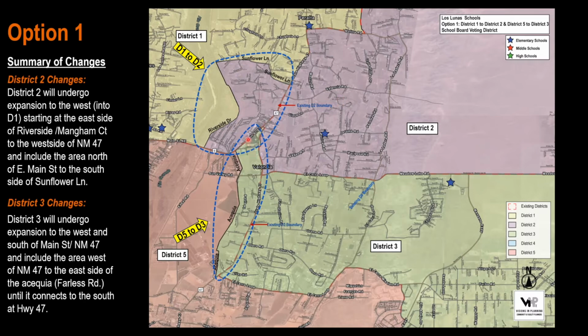And then the area from south of Main Street and the west side of State Highway 47 to the existing Acequia as it goes south, just south of El Cerro Loop here. This small sliver here will now become part of District 3, I apologize. It'll shift from District 5 into District 3.